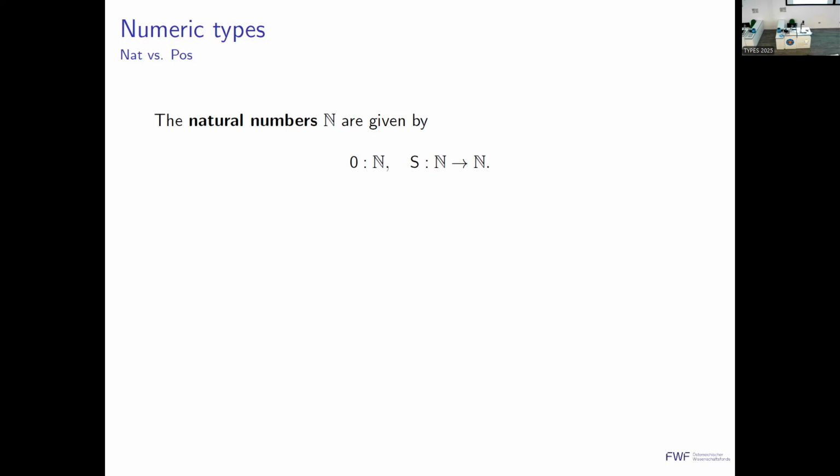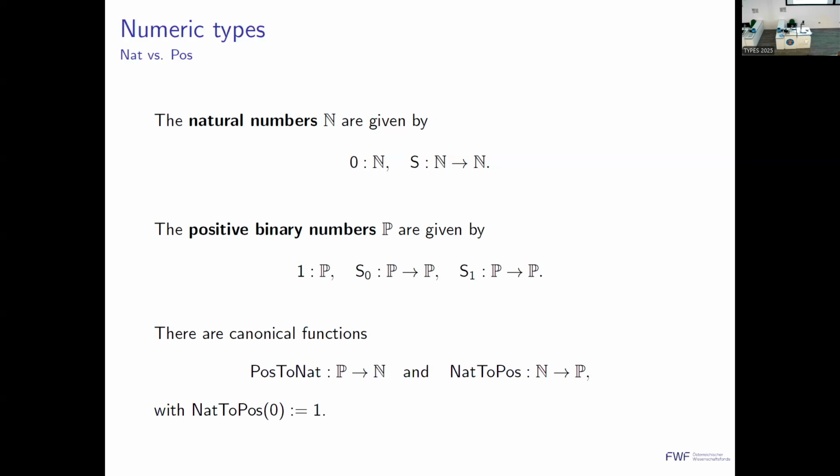There are, for example, two possibilities to define natural numbers. The first, which you all know, is zero and successor. The other is by positive binary numbers. I did both of them in Minlog, and you can even go between them. Why have I done this? The proofs are much simpler using the natural numbers, but the extracted terms are much more efficient using positive binaries.